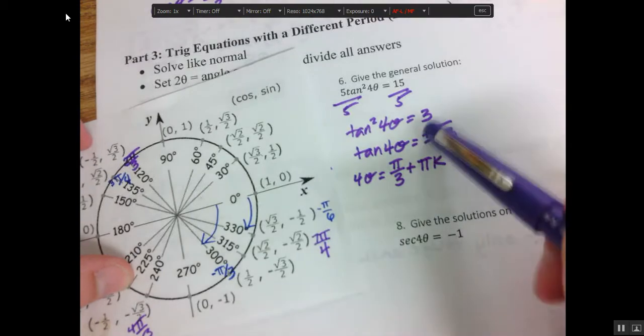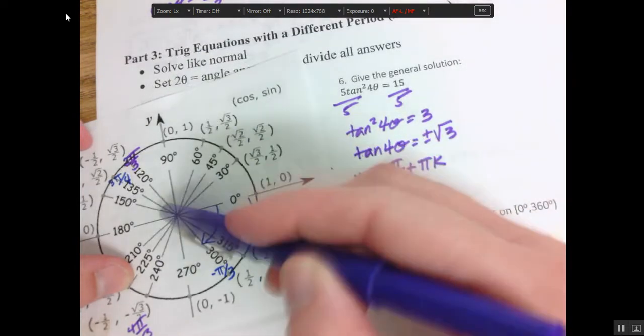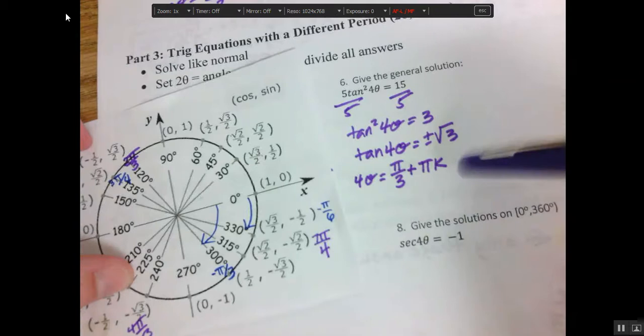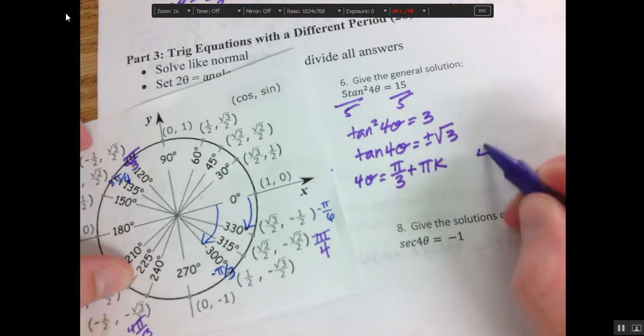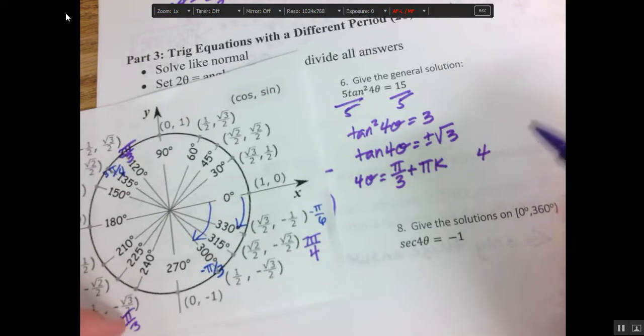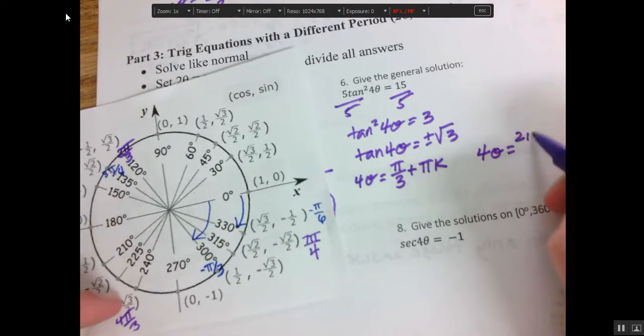And then negative root 3. What's an angle that has a tangent of negative root 3? It's the same family. It's still the over 3 family, but you're looking for a tangent of negative root 3. 4 pi over 3 is positive because the negative over negative cancels. What's the other one? 2 pi over 3.